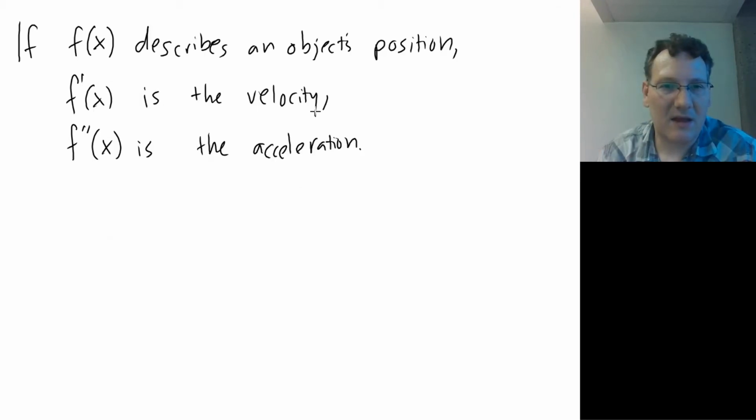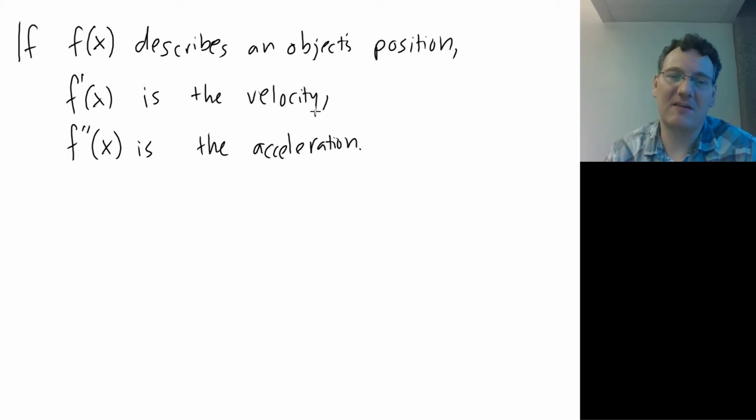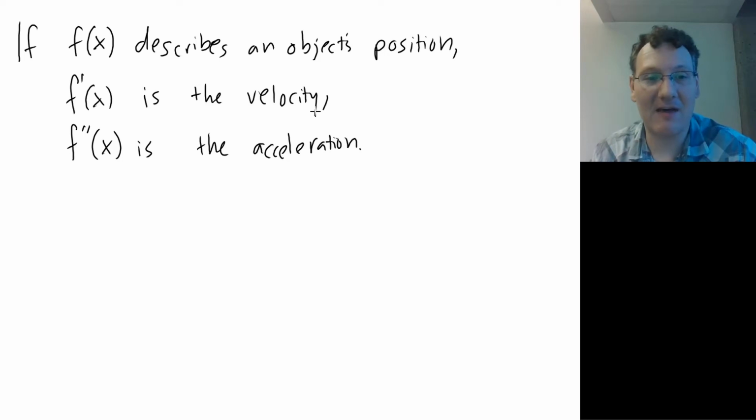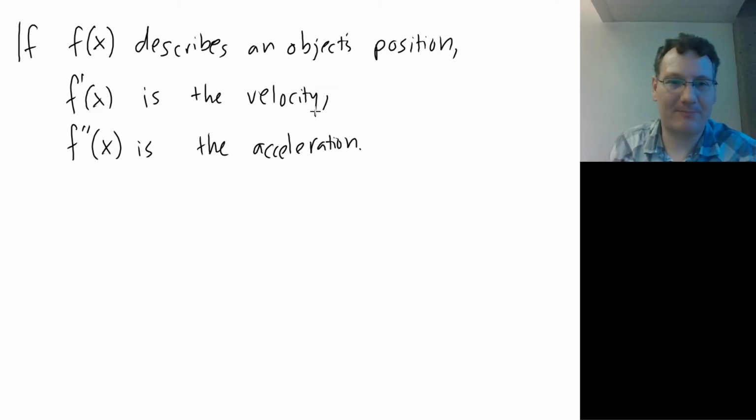As a couple other notes, in physics, if we're describing an object's position as a function f of x, we would interpret f prime of x as the velocity of that object at any time x. And the second derivative, f double prime, would be interpreted as the acceleration of that. That's how the velocity is changing at any given point in time.